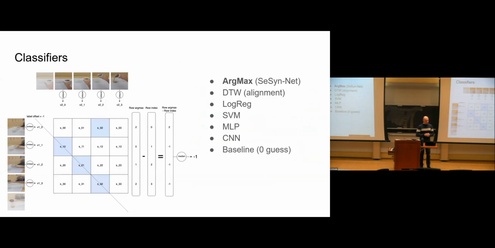Looking at the classifiers, there are several types of classifiers that you can think about. Here on this specific slide, you can see the similarity matrix. The highlighted positions are the positions of the maximum. So the classifier that was used within SyncNet is the so-called argmax classifier, which takes the argmax from every single row of the similarity matrix, subtracts the row index, and essentially gets a table from which, if you take the argmax, you will get a median.